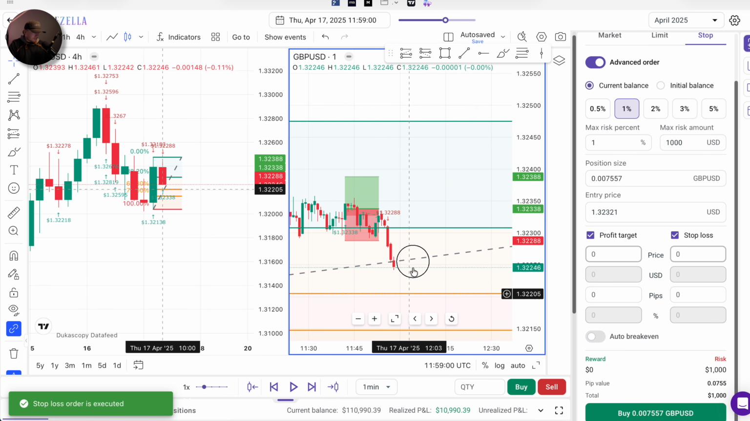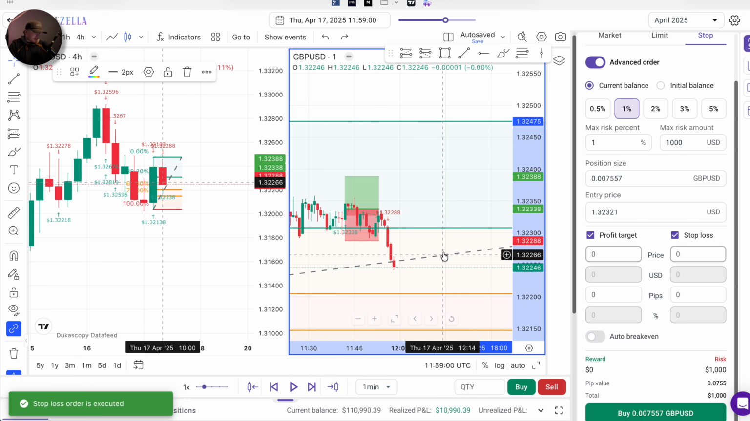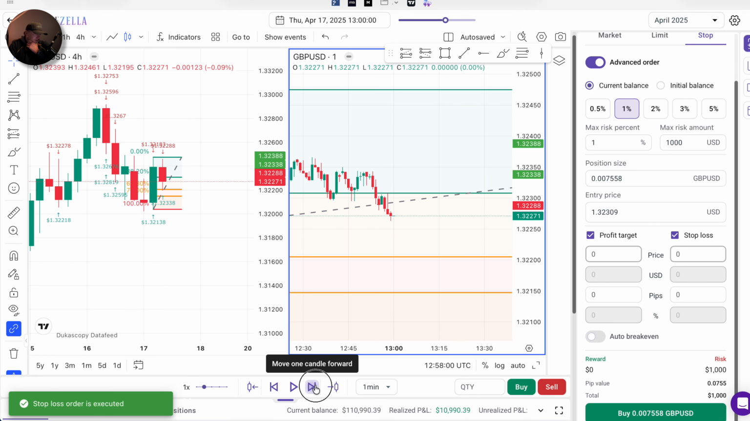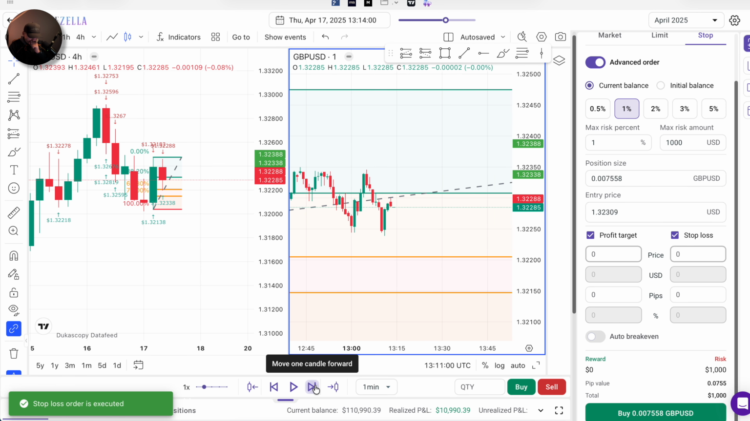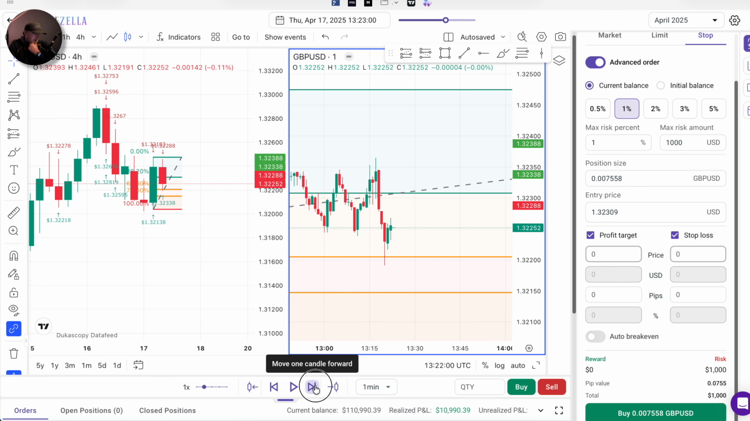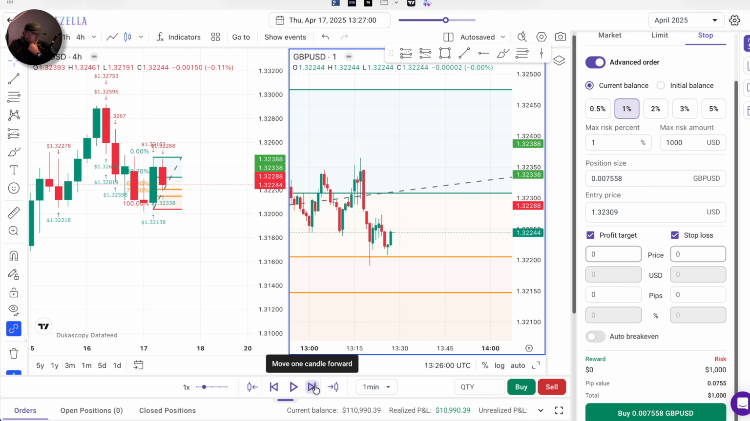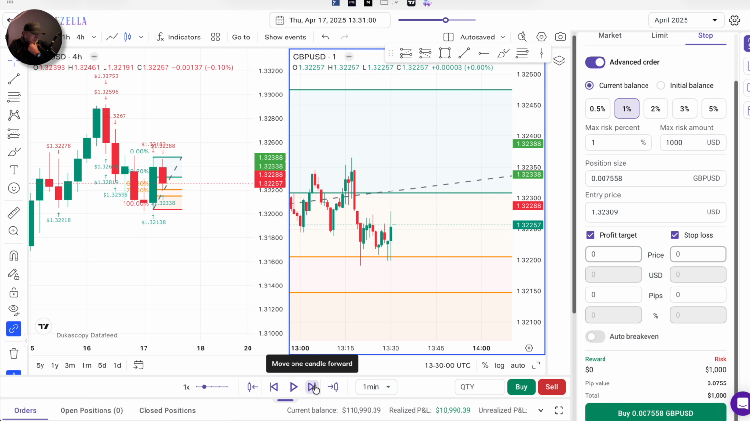And stop loss. Okay, let's keep going. I've moved the fib there. Let's keep going. So we want to see clear lower lows and lower highs, which we are starting to get now. That was going to be a nice shift if we could have held it.